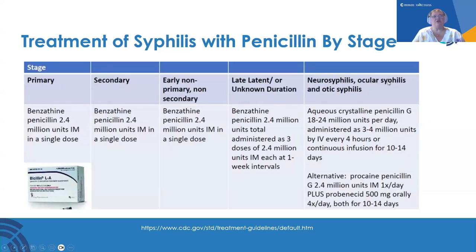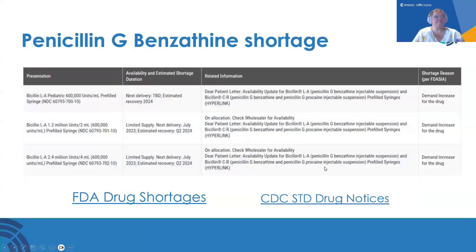And then neuro, ocular, and otic, all I need to remember is it's IV and it's a referral to my infectious disease doc so that they can get them treated. During this penicillin shortage, there has been a shortage, as you know. From what I'm hearing from the National Syphilis Task Force, the penicillin shortage is much better and you should have availability to get penicillin on your shelf through 340B.